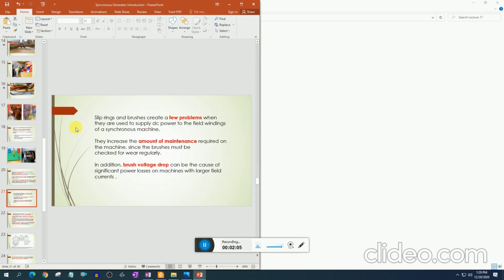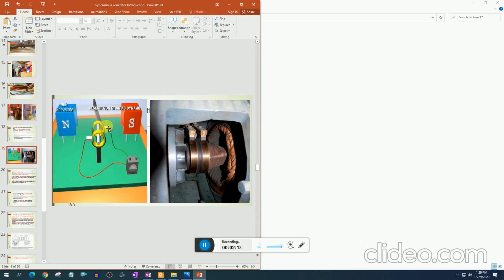But this arrangement has a few problems. One problem is that maintenance is required, because after some time friction takes place between this brush and this rotating slip ring. Friction and wear and tear take place at this point, and the brush becomes smaller and is consumed. So proper maintenance is required to change these brushes.